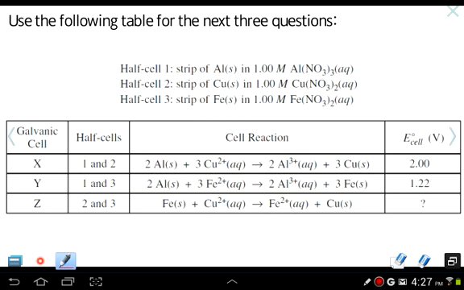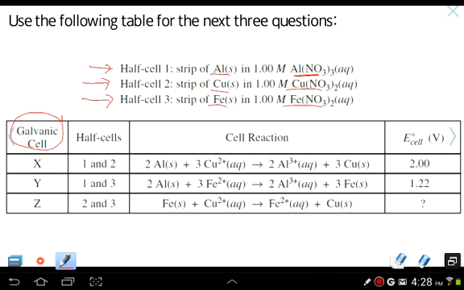Okay, let's go ahead and do this next one. This actually refers to the next three questions. So we have three half cells. Notice the half cells each contain a different metal. We have aluminum with the corresponding salt, copper with the corresponding salt, and iron with the corresponding salt. And galvanic cells are two of them mixed together. Remember, you have to have two half reactions to obtain an overall oxidation reduction reaction.